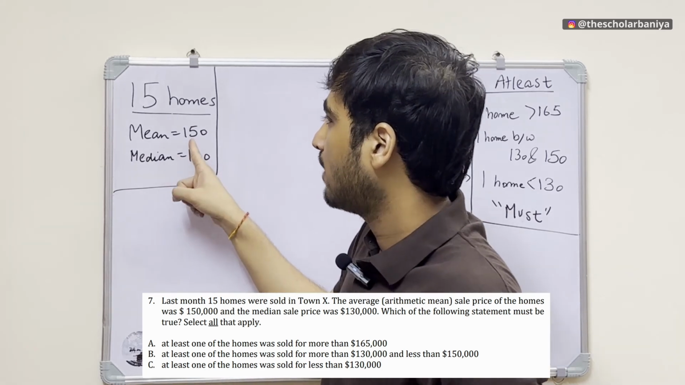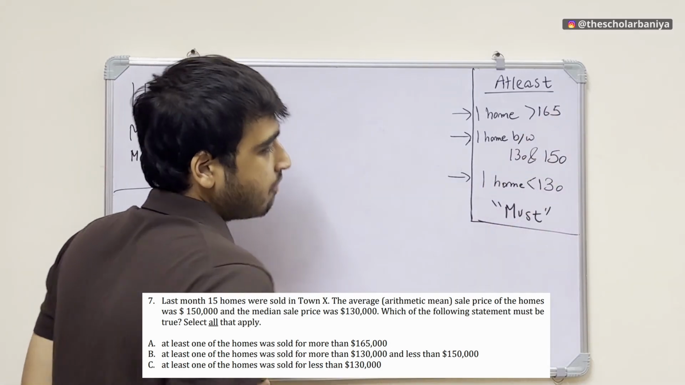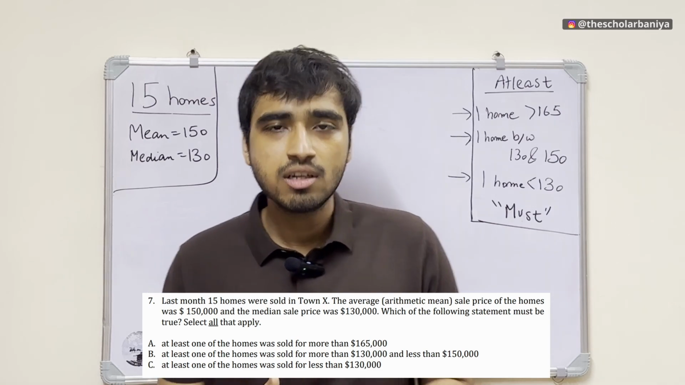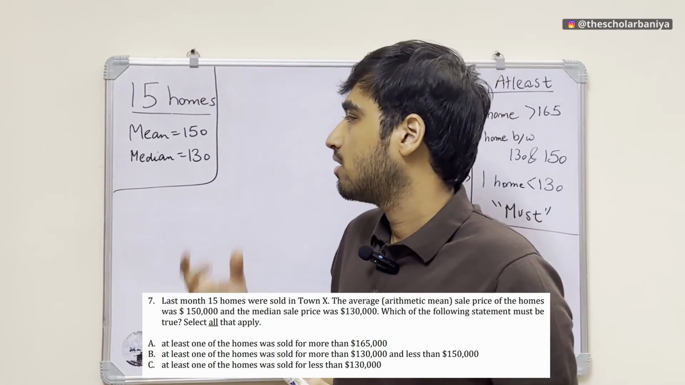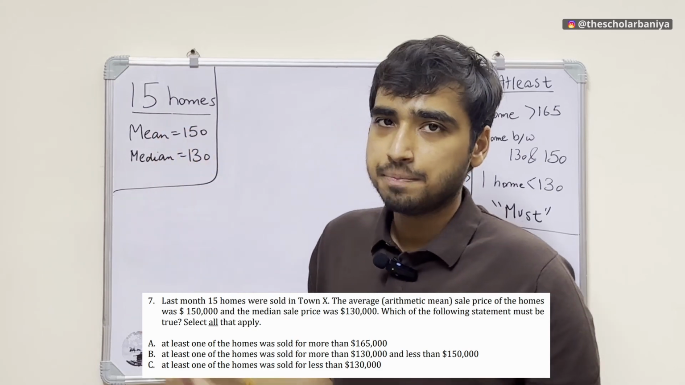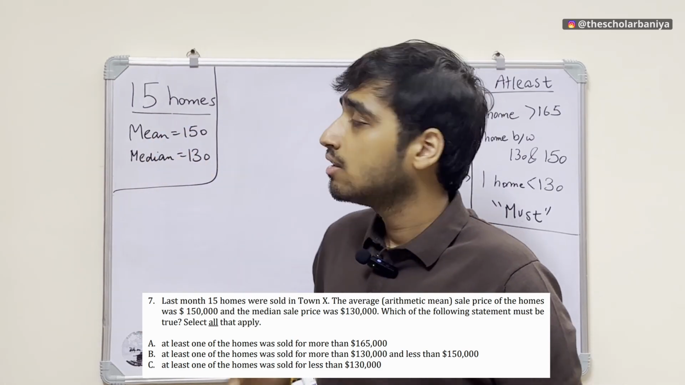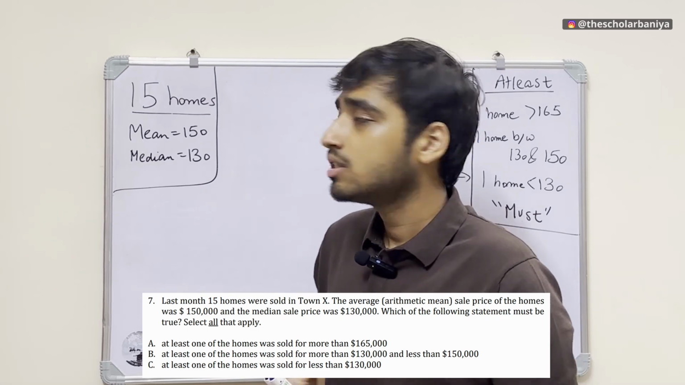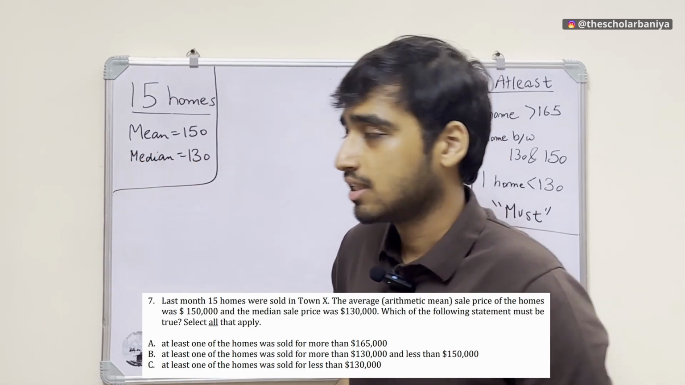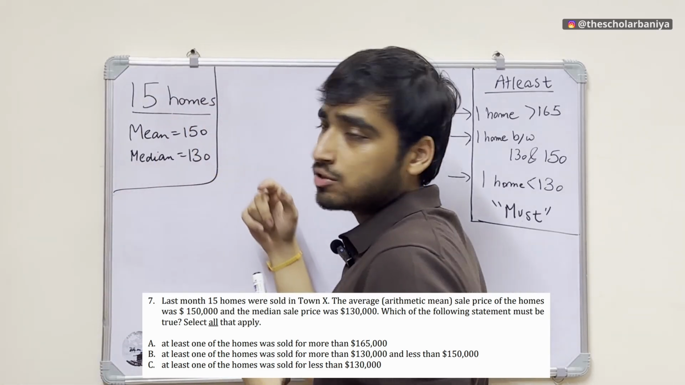So everywhere you see 150, 130, 165, it basically means 150,000, 130,000, 165,000. But for simplicity, I've removed that part, so I'm only writing 150, 130. The median is given to be 130 for all the homes, right? And the mean is given to be 150, right? The price, basically. So there are 15 homes, right?